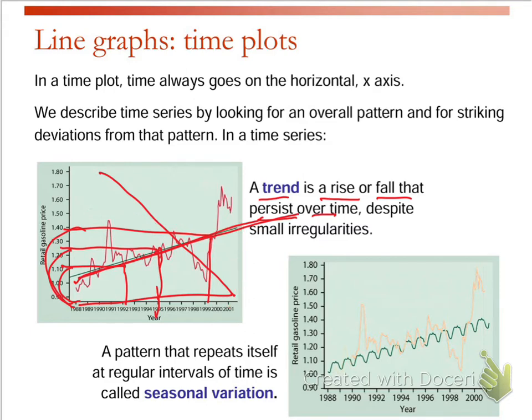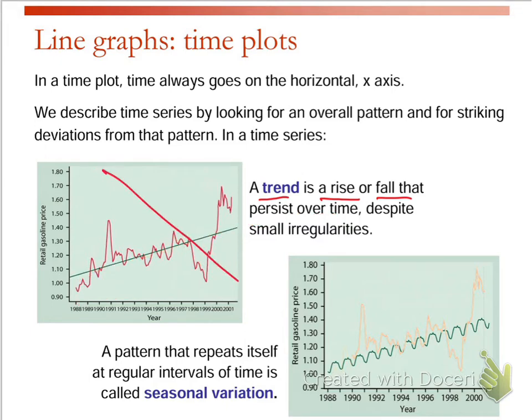But if we have a declining line like this one, here the y was the biggest, then after time passed this is the new y, the third y, and so on. The y was the biggest one, the second y is here, the third y is here. So the y is declining. So the trend is a rise or fall that persists over time despite the small irregularities. Here we should not pay a lot of attention to the small irregularities.